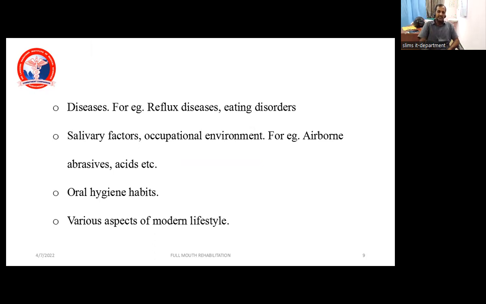And as I said earlier, if there is a disease with reflux, acidic regurgitation, or eating disorders, or salivary factors for some individuals, occupational environment, or oral hygiene habits, some individuals will brush their teeth more, they'll spend more time brushing, and various aspects of the modern lifestyle can lead to tooth wear, the attrition.